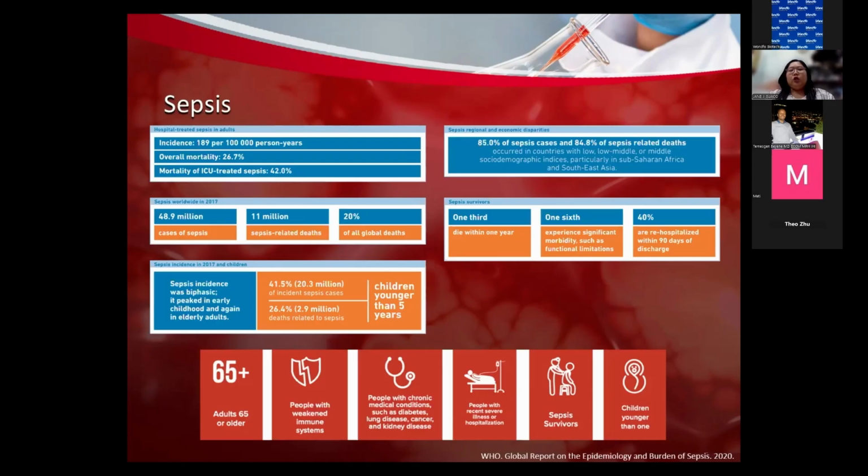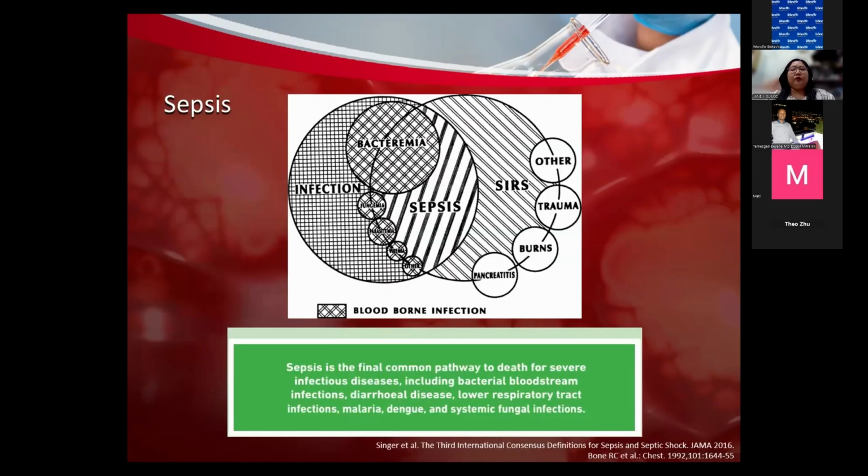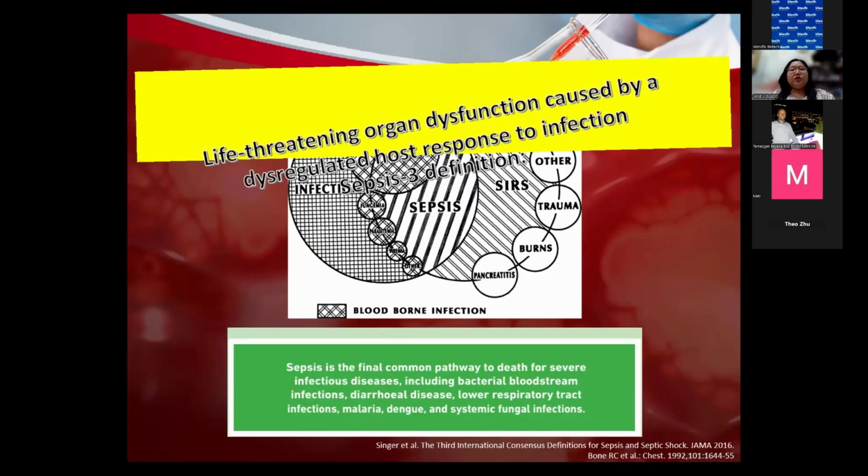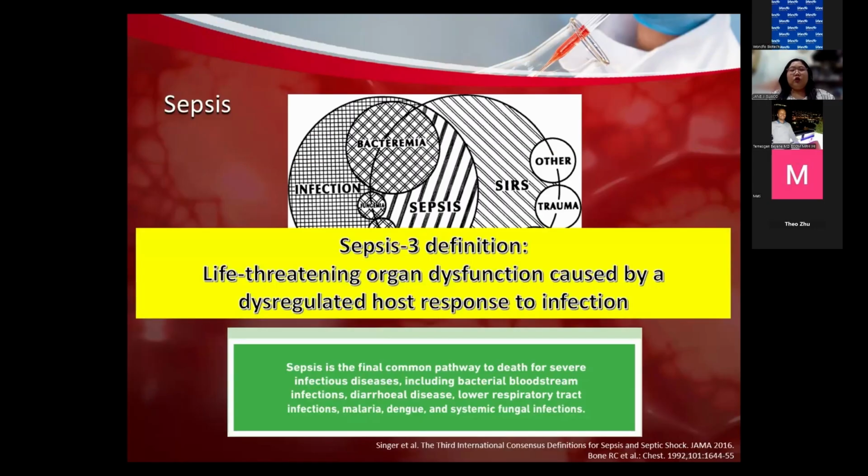So, what is sepsis? It is the final common pathway to death for severe infectious diseases. The concept and understanding of sepsis has evolved over time as medical knowledge, pathophysiological, etiological factors, and clinical progression have increased and improved. The most recent definition is from Sepsis-3, which defines sepsis as life-threatening organ dysfunction caused by a dysregulated host response to infection, where organ dysfunction is identified as an acute increase in the total SOFA score of 2 or more due to infection.